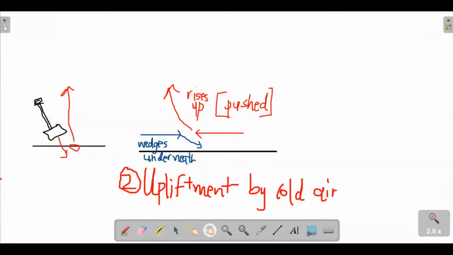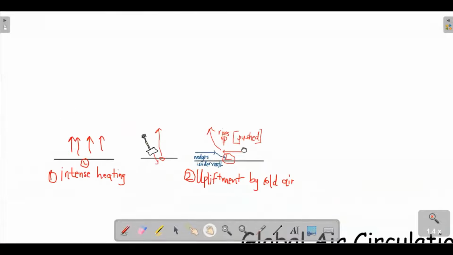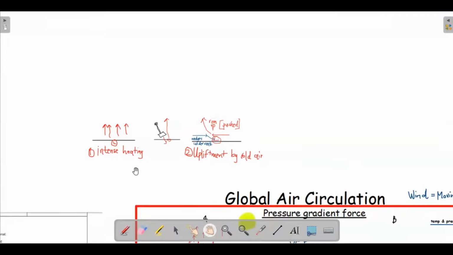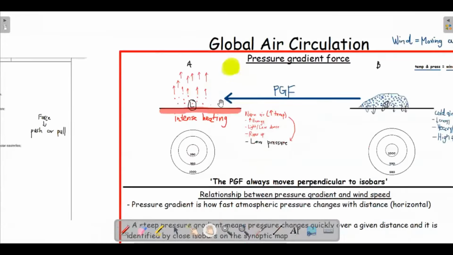And then when it rises up, it's therefore going to leave an area of low pressure. It leaves an area of low pressure because it rises up, it does not apply a lot of force on the ground. So that's two ways we create an area of low pressure. Number one, intense heating, and number two, the result of the interaction between cold air and warm air. The upliftment of warm air by cold air. It is pushed upwards by cold air. So I need you to note those. That's how we create an area of low pressure.